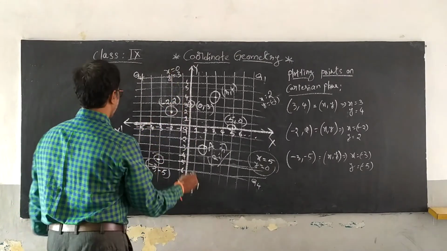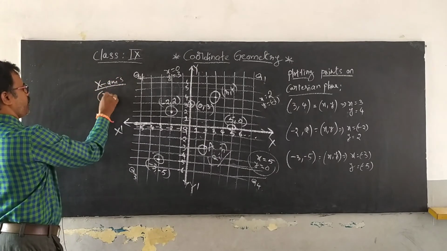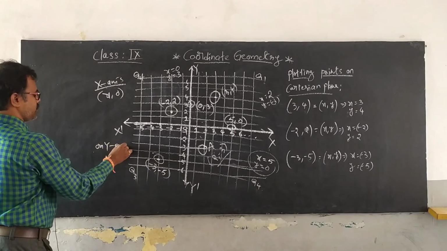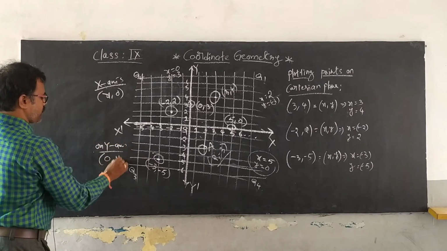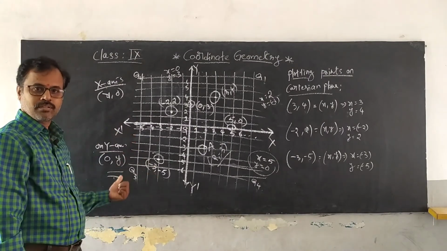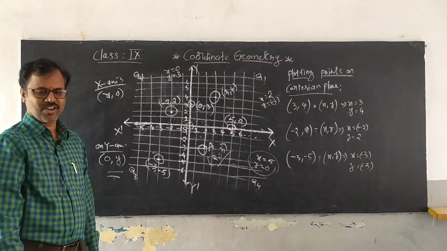So the points on the x-axis are in the form of x comma 0, and on the y-axis the points are 0 comma y. Okay, this is the most important thing, and the middle point is called the origin. Very good.